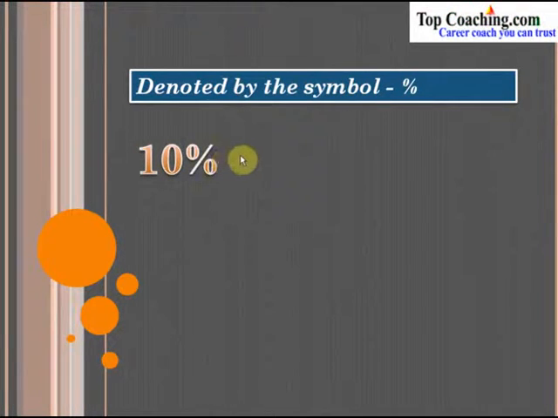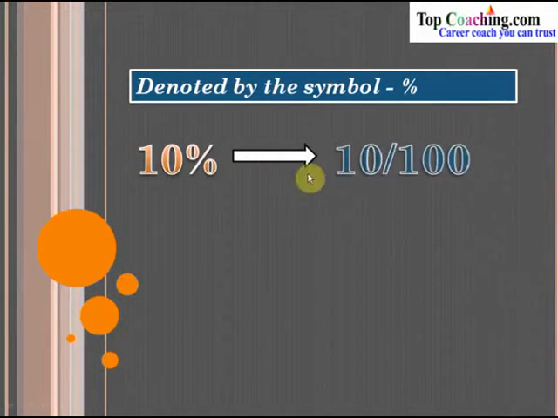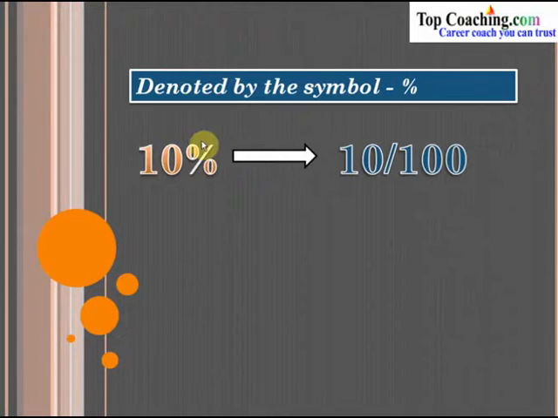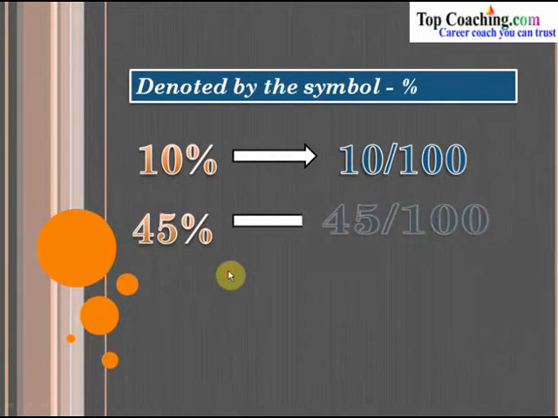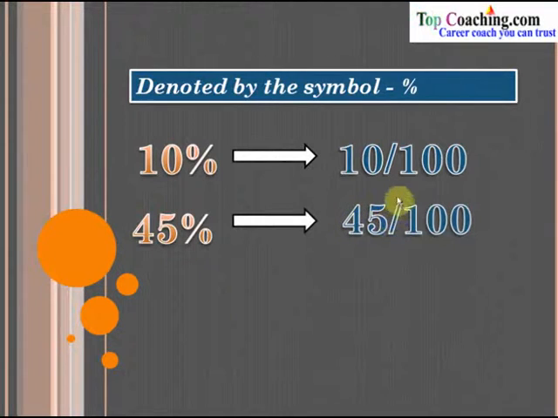Now what does 10% mean? 10% means 10 by 100. So we have expressed 10 with respect to the base 100. So always the denominator would be equal to 100. 10% means 10 divided by 100. Similarly, if I say 45%, it means that it is equal to 45 divided by 100. We have divided 45 by the base 100.